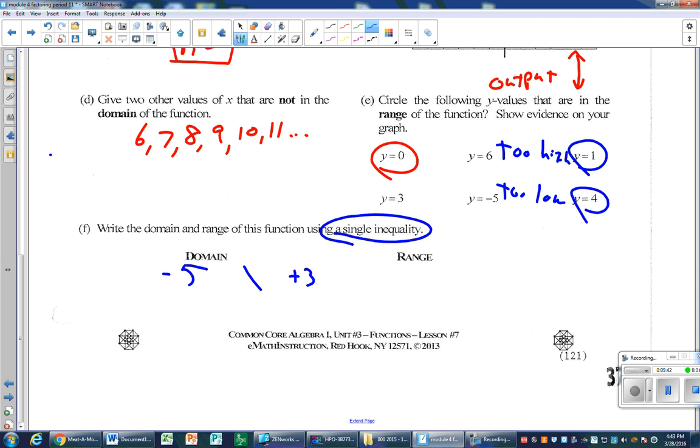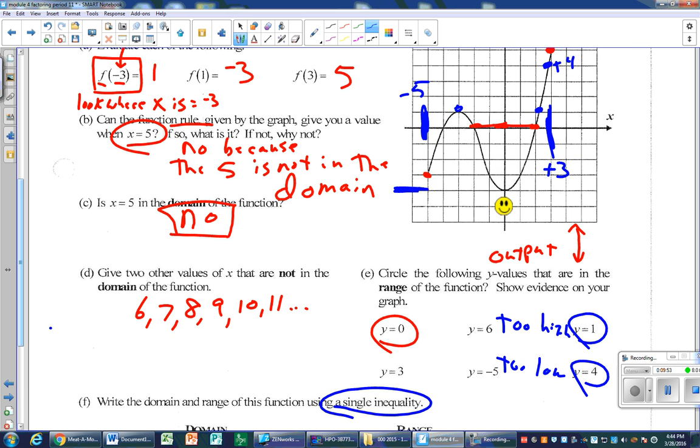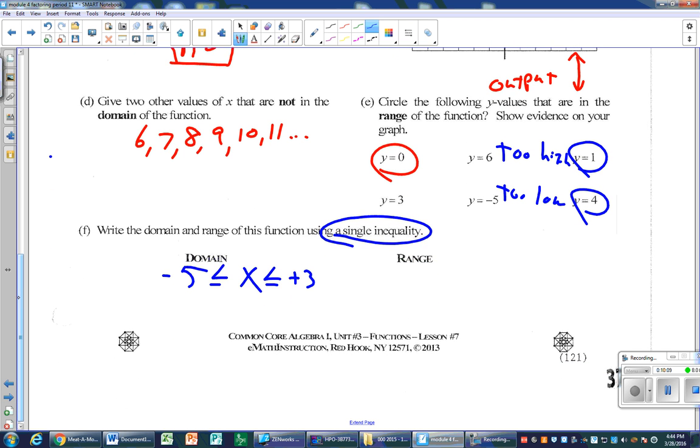What does? The x numbers. Was it a closed circle? Yes, it was. Range is the output. It goes all the way from here to there. Positive 1, 2, 3, 4, 5, and negative 1, negative 2, negative 3, negative 4. So it goes from negative 4 to positive 5. We always go from smallest to largest, negative 4 to positive 5. What goes? The y values. Is it a closed circle? Yes, it is.